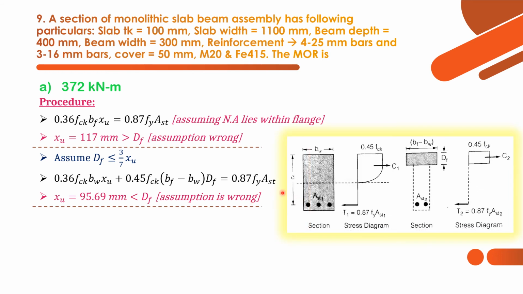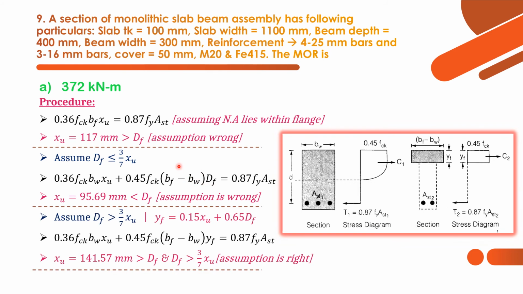Before moving to the third assumption, we shall see this formula in detail by using this diagram. Here you can see this is a stress diagram and this is the BF minus BW part. We have mentioned it here because we have assumed BW here. So in order to cancel out the BW part, we are subtracting BW. So this is the section and stress diagram. Accordingly, we have to calculate. Now moving on to the next assumption.